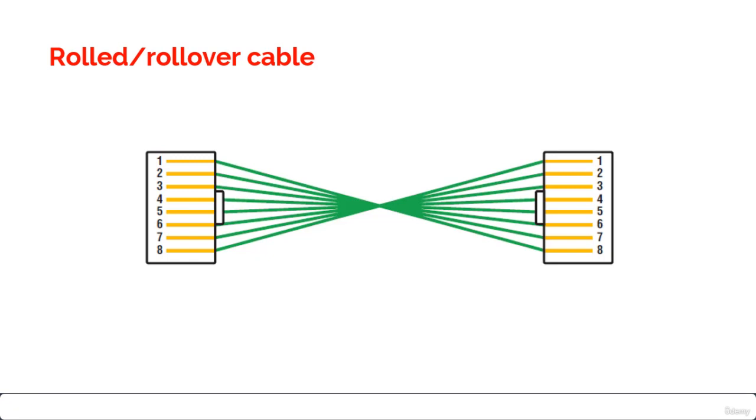As you can see on the screen, the 8 wires are used in a rolled cable, where the first wire is connected to the 8th wire, the second pin is connected to the 7th pin, the third pin is connected to the 6th pin and so on. These are probably the easiest cables to make because you just cut the end off one side of a straight through cable, turn it over and put it back on with a new connector, of course.